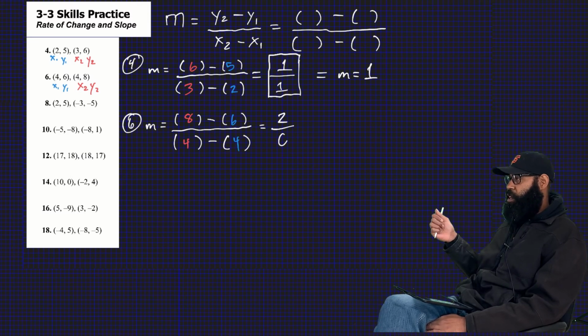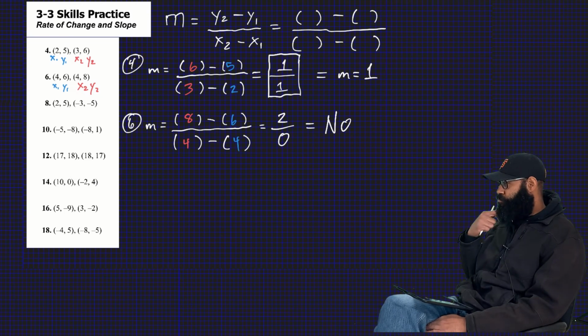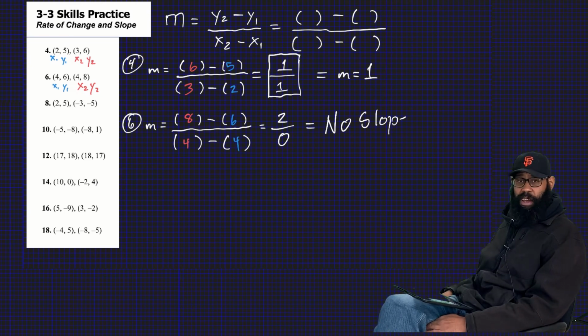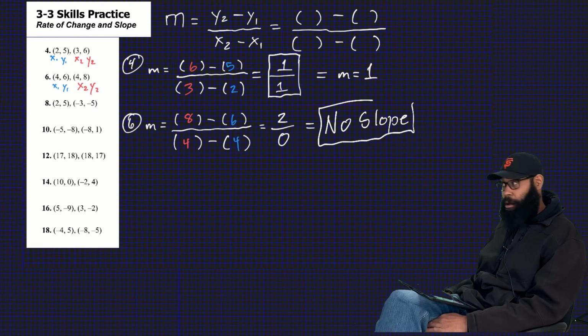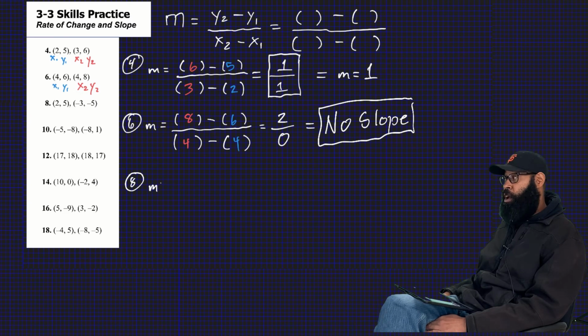If this is something that might raise an eyebrow, pull out a calculator. Because when you divide 2 by nothing, it says error. There is no slope, guys. There's a difference between no slope and zero slope. So this is the one where you have to put no slope because zero slope is a different type of line, different type of slope.